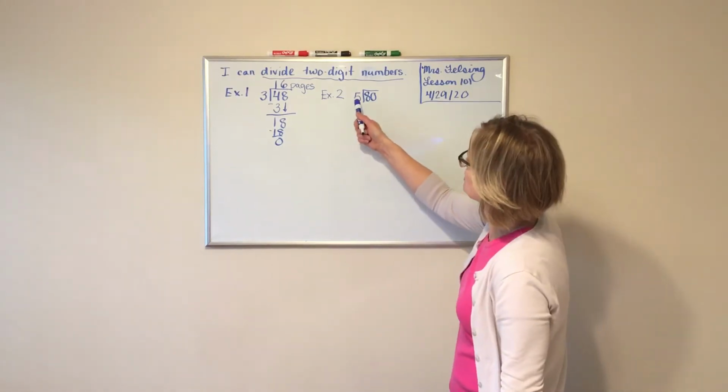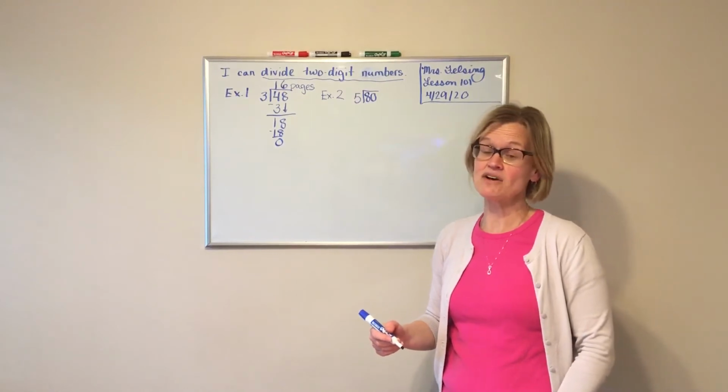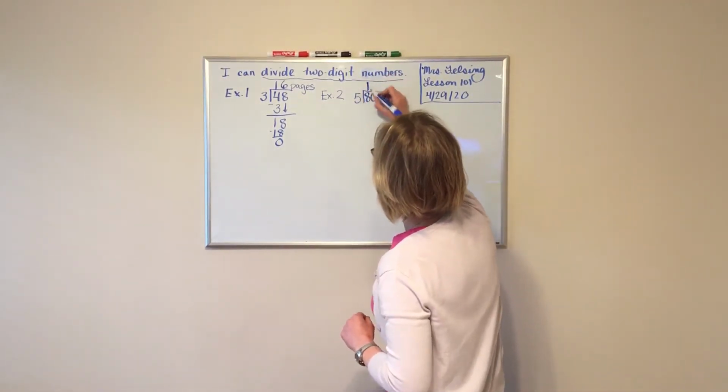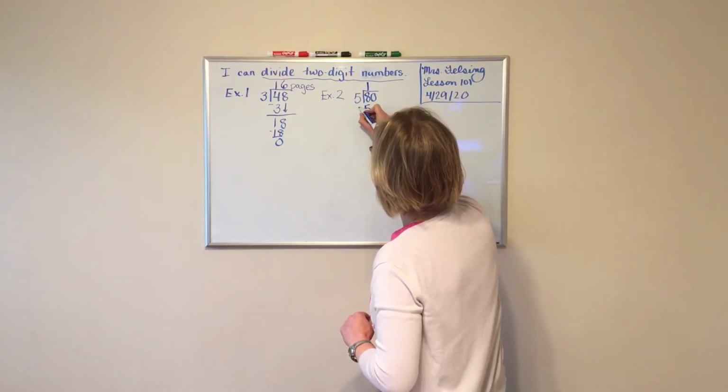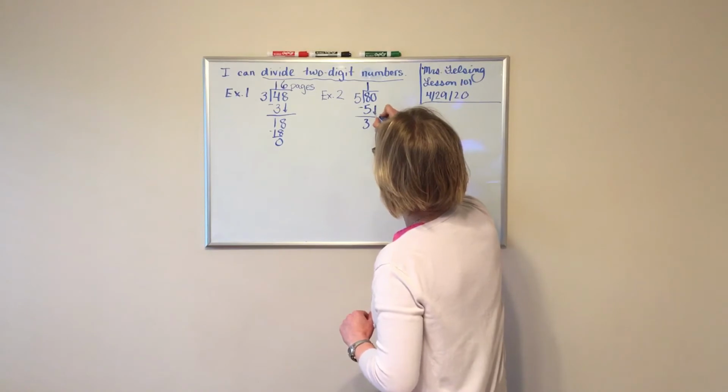So we think to ourselves, how much can 5 go into 8 without going over? 5 can go into 8 one time. 1 times 5 is 5. I subtract. And then I bring down the 0.